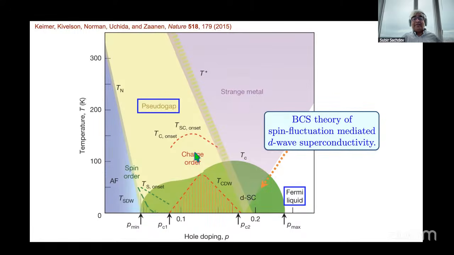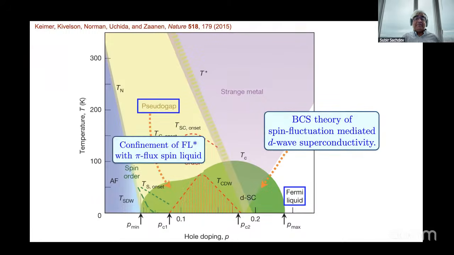But now that starting point cannot be applied because we think we know what the theory of the pseudogap is. The theory of the pseudogap is FL star with a pi flux spin liquid. And now to get superconductivity, we have to somehow get rid of the spin liquid character. We have to get rid of the spinons, which are not exactly the same as Bogoliubov quasiparticles because they carry a gauge charge.